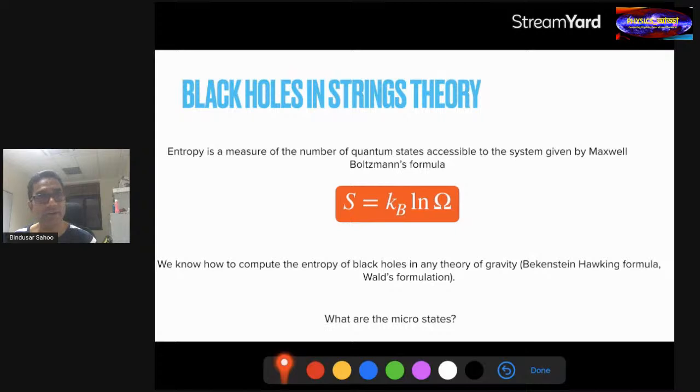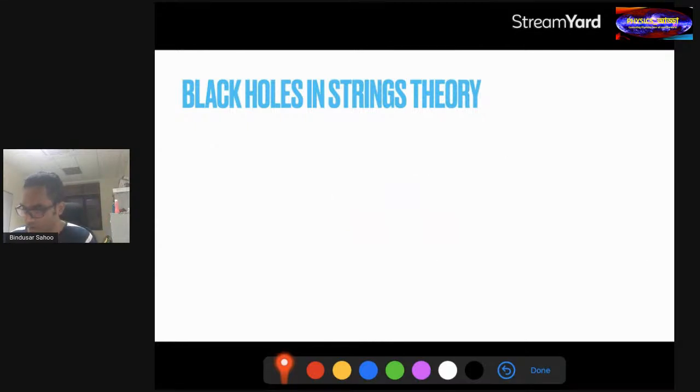Since we can calculate this entropy, it means that black holes have some microstates that are accessible to them. Then the question is, what are these microstates?